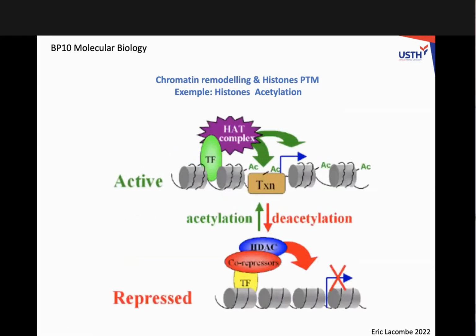So as a general context for histone acetylation, we can summarize it like that. You've got active chromatin, repressed chromatin. This is achieved only through acetylation and deacetylation. We already saw that before. The acetylation is carried by histone acetyltransferase complexes, and the deacetylation by histone deacetylase complexes.